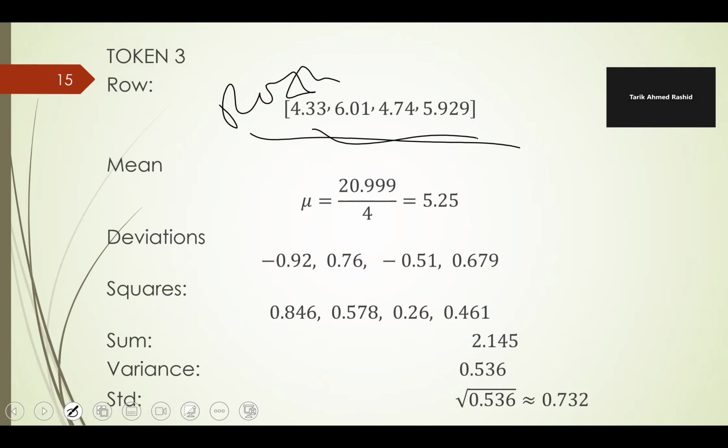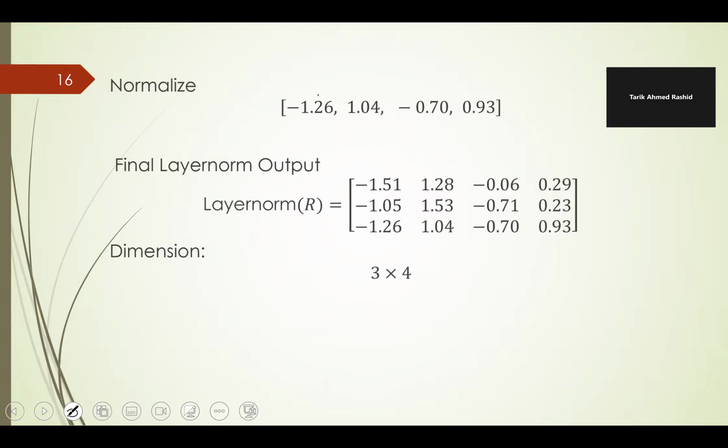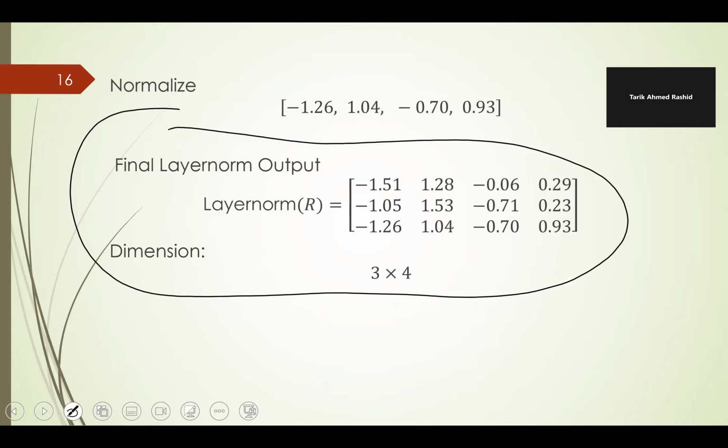Likewise, we do it for token 3, the word Rojava. Now add them up, divide by 4, you get this one. Now each value minus 5.25 to get the difference, and then square them, sum them up and divide by 4. You will get the final layer output, this one. So that's normalized for this session.